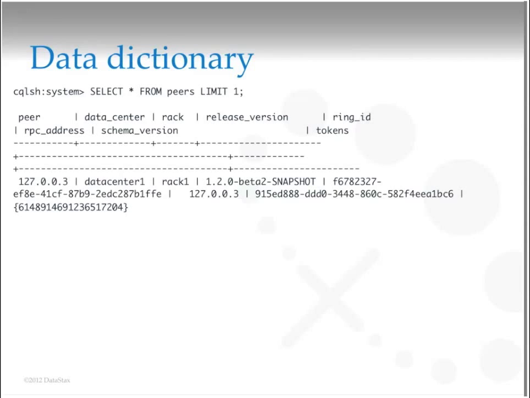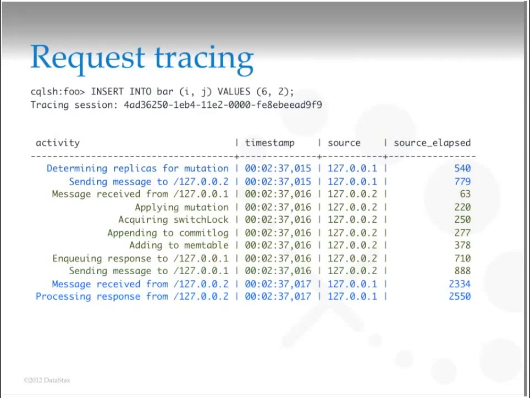Lastly, I wanted to cover more of a troubleshooting feature that we've added for 1.2 that's well integrated into CQL, but it's also available over Thrift, which is request tracing. What this does is, in cqlsh, you can say TRACING ON, and then Cassandra will collect tracing data for each query that you do from that session until you turn it off or disconnect. And here's what that tracing data looks like.